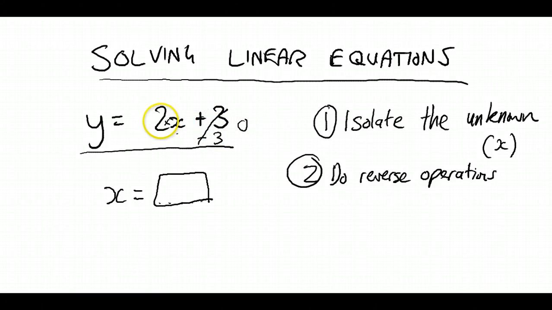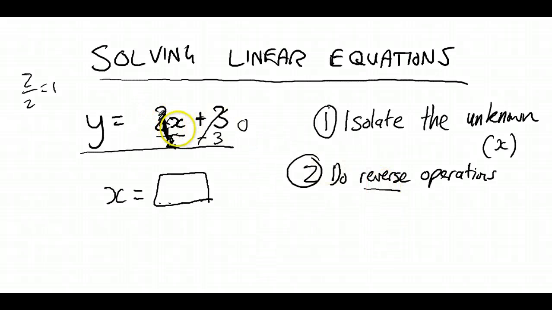This operation here is 2 times x. The reverse operation of 2 times x is, if you've got x and you multiply it by 2, the reverse is to divide by 2. When you have 2 divided by 2, that equals 1. So we can just replace this with 1, and then we've just got 1x, which is just x. So in other words, the 2's disappear. So that's what we mean by reverse operations.